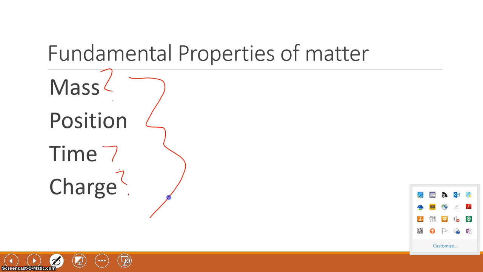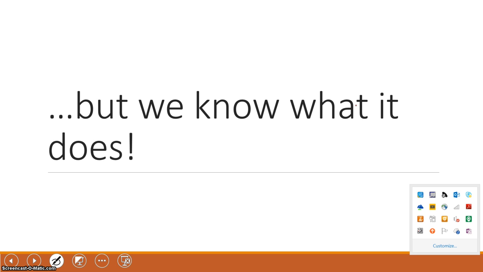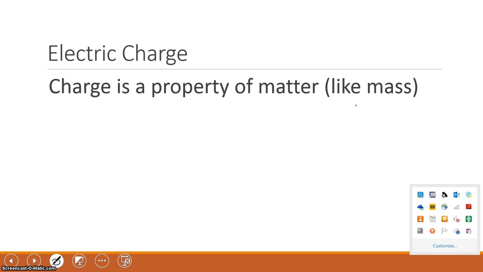And just like all the other fundamental properties of matter, we know their effects. We know that having a position at a certain time has an effect. We know that having mass has an effect, and we know that having charge has an effect. But we don't really know exactly why objects have those properties. So what is charge? Like I said, we don't know, but we do know what it does.